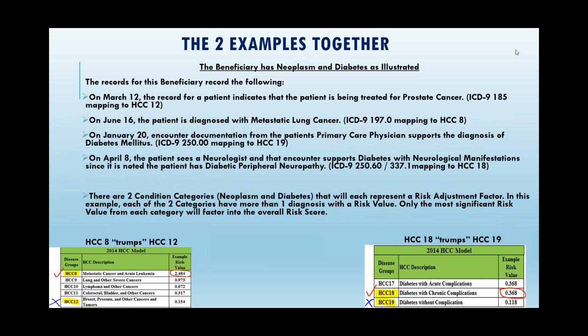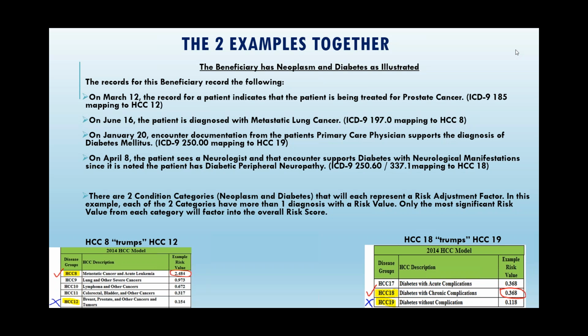The beneficiary has neoplasm and diabetes as illustrated. Again, the records for this beneficiary record the following. On March 12th, the record for the patient indicates the patient is being treated for prostate cancer. That would be ICD-9 185, mapping to HCC 12. On June 16th, the patient was diagnosed with metastatic lung cancer, ICD-9 197.0, which is mapping to HCC 8.